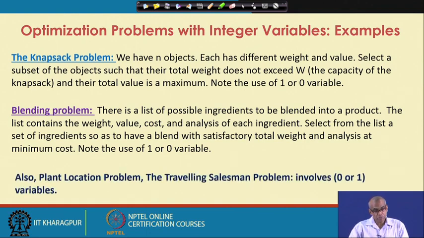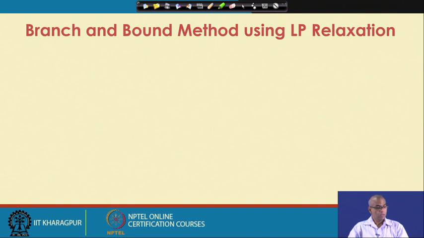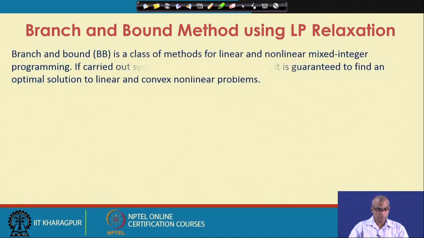Also, the plant location problem and the traveling salesman problem all involve 0 or 1 variables. So, these are all optimization problems with integer variables, particularly 0, 1 variables. We will now briefly discuss the branch and bound method that uses linear programming relaxation for solutions of such integer programming problems or binary integer programming problems.